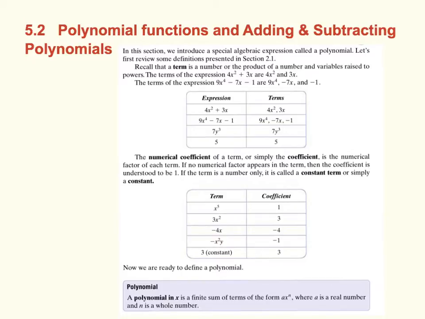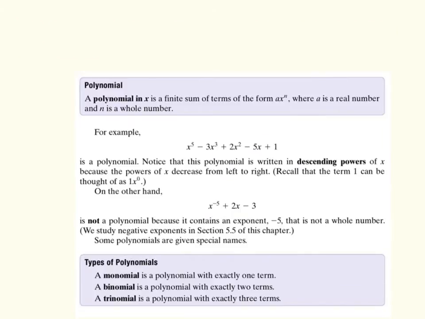So now we look at what a polynomial is. It's really an expression, but a polynomial is a finite sum of terms of the form ax to the n power, where a is a real number and n is a whole number. Now, what is that actually saying? So what it's saying is a polynomial is a finite sum of terms. That means finite means it has a beginning and has an end. It doesn't go on forever. Of the form ax to the n, where a is a real number and n is a whole number.